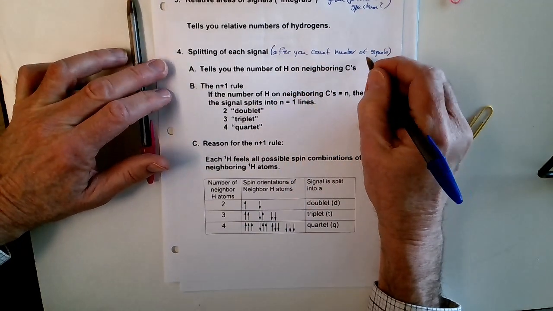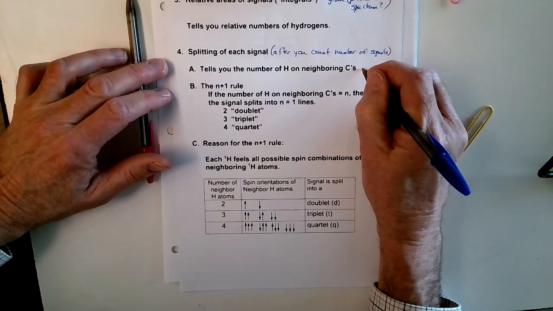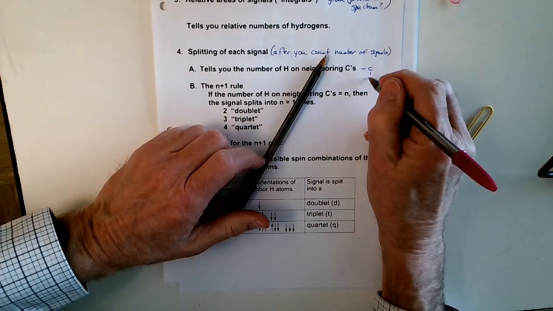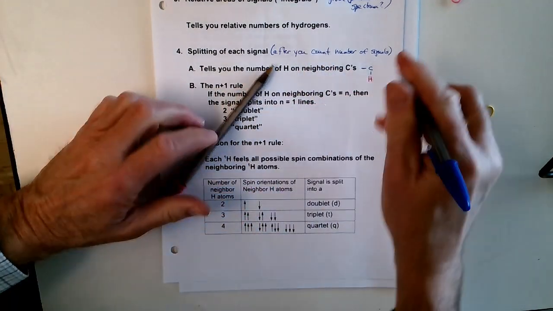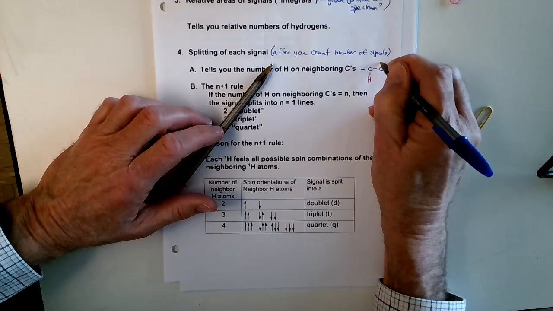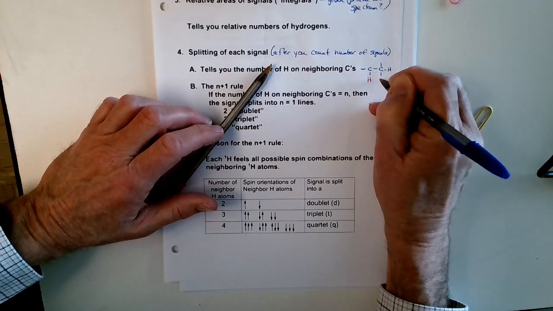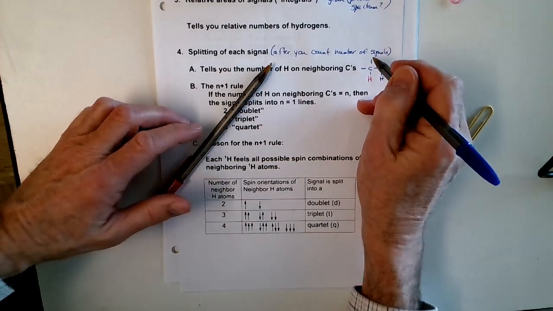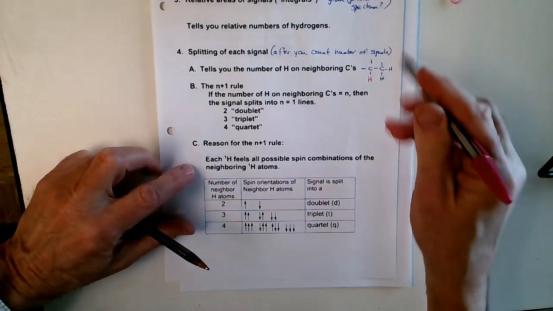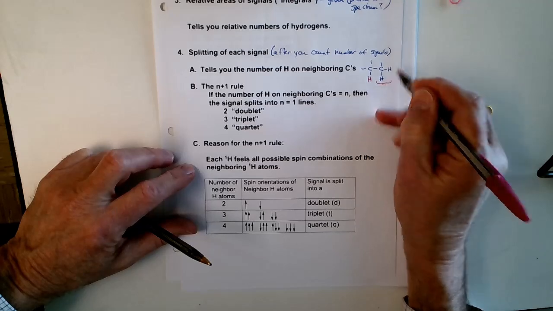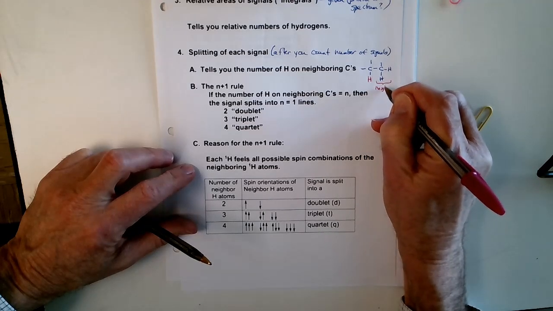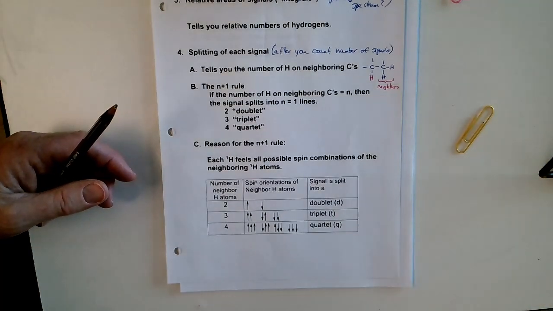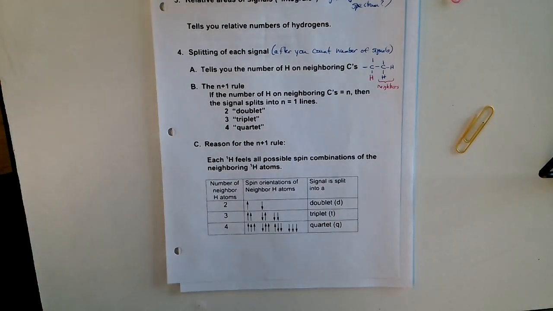Okay, and what I mean by that is, I'm going to do a real quick sketch here. Let's say that we're looking at this hydrogen right here, and on a neighboring carbon you have 2 hydrogens and everything else is not hydrogens. Okay, now you're looking at these. Those are the neighbors.